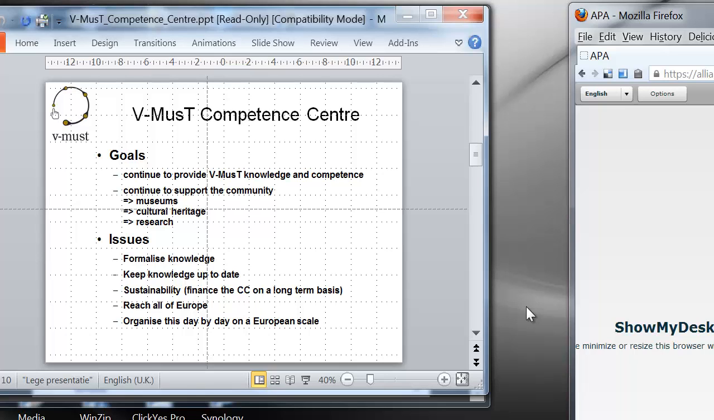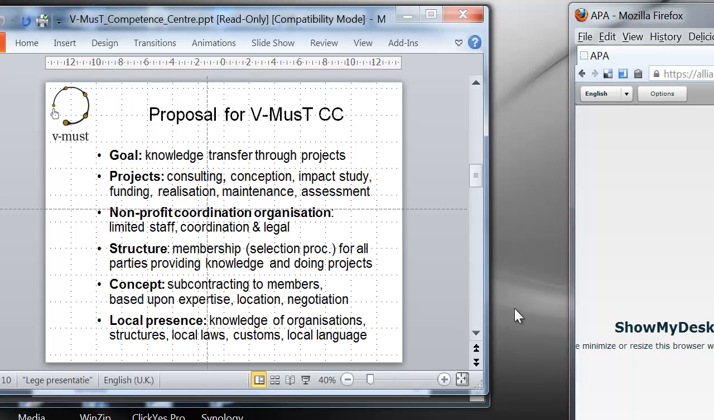But what is, of course, the problem there? The problem is that not only we need to formalize the knowledge that we have within the group, but also keep that knowledge up to date. We need to make sure that everybody using a certain technology can still use an updated version of that technology in the future. We also need to do it in such a way that this is sustainable. That means we need a way to finance ourselves on a long-term basis. We need to reach at least all of Europe, and hopefully wider, which is, organization-wise, not an easy task. And we need to do that really on a European day-by-day scale.